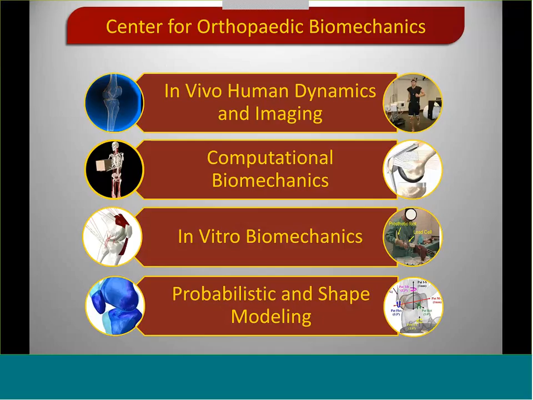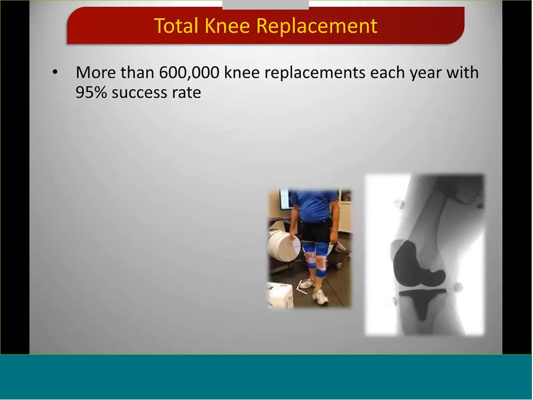One of our primary areas of research in the center is joint replacement. So, bringing the focus back to modeling joint replacement of the knee and our motivation for doing so. More than 600,000 total knee replacements are performed in the United States each year, and this number is continuing to grow. It's a very successful surgery with something like 95% of patients having a good or excellent outcome.